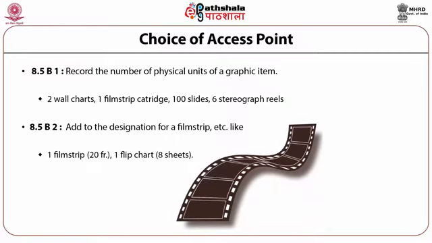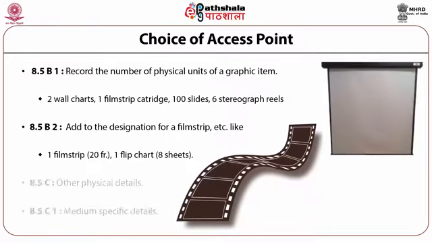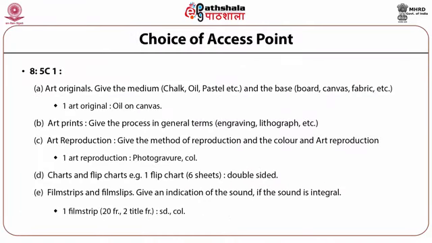Or if there is a flip chart, sheets are there. If it is there, you just immediately give within the bracket the number of sheets. Then I am giving a simple example. 1 film strip, suppose 20 frames are there. Then you give a semicolon, then give the 2 title frame, then the bracket ends, then give the sound immediately.